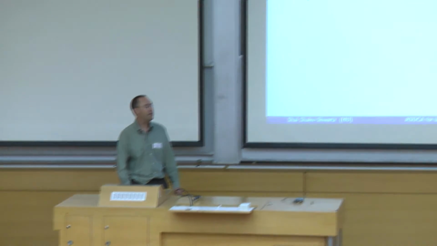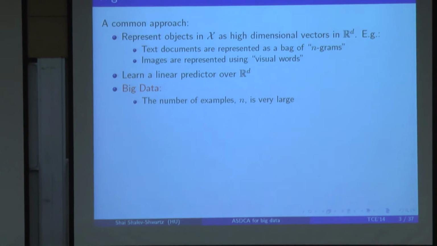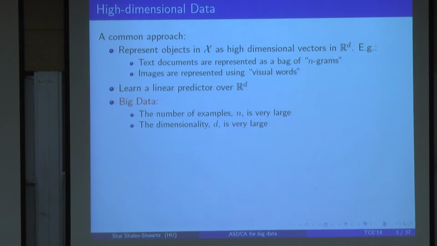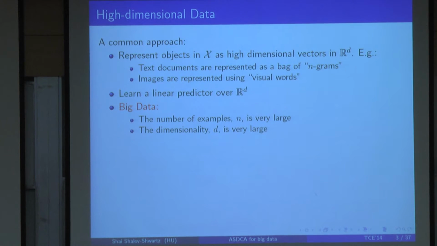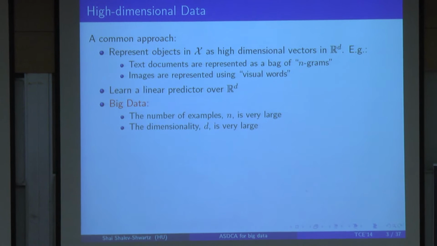Then we learn a linear predictor, so we learn weights over the d-dimensional representation of the object, and this forms our predictor. Based on this linear function, we get our decision. So this is a big data problem because the number of examples n can be very large, or should be very large. If we want to learn high-dimensional objects, we also need a lot of examples. And the dimensionality, D, the number of words that represent our object, is also very, very large.